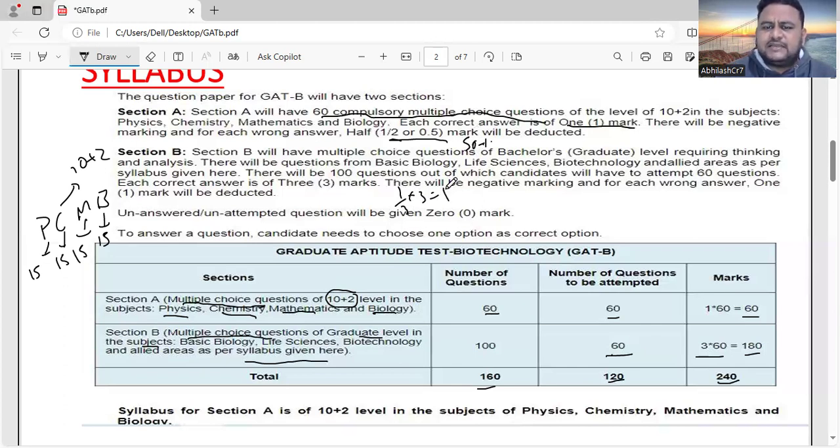If you don't attempt any question, 0 marks. You can leave a question unanswered, that is not a problem. To answer a question, candidates need to choose one option as the correct option. Questions are objective type. It is a multiple choice question test. Got it, friends? Next.